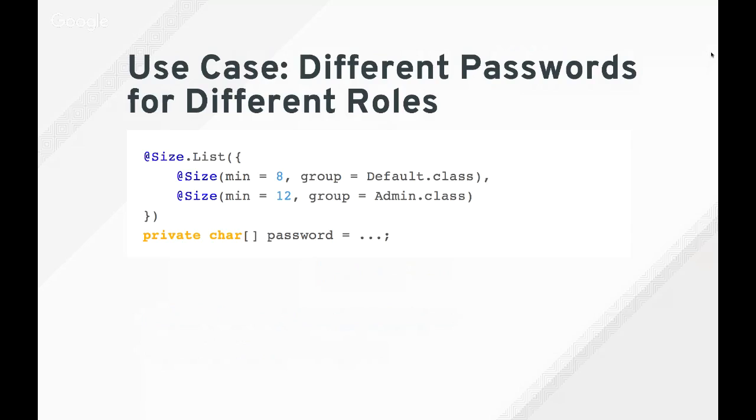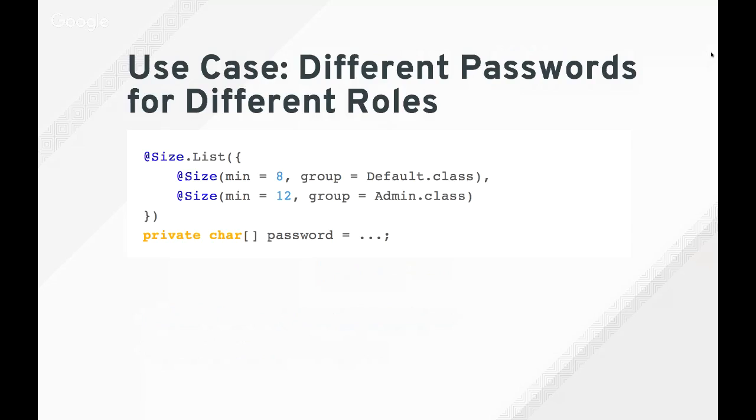So let's say you have this password property here as a character array. And now you would say, okay, if my user is a regular user, their password should be, let's say, 8 characters long. Whereas if the user is in the administrator group, I would like to make sure that their password is a bit longer. So let's say 12 characters.